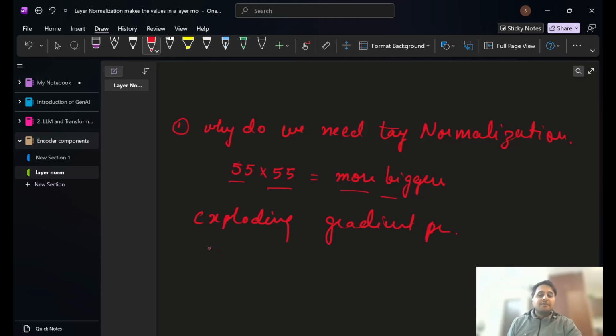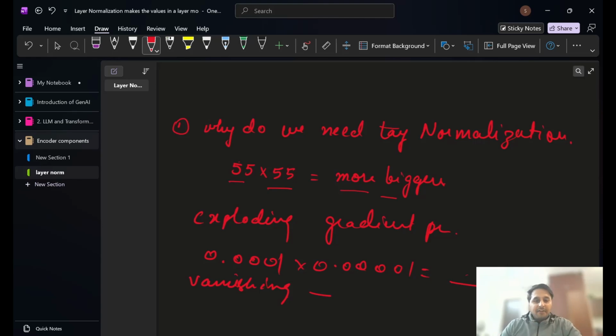The second one is if the value is very small, say 0.001 multiplied with 0.0001, it will become a very small value. Then the model gets confused. This is the vanishing gradient problem, and our neural network stops learning, because when we do backpropagation and apply the chain rule to such a very small value, it will become zero. The output value becomes zero and our model stops learning. So these are two major problems.